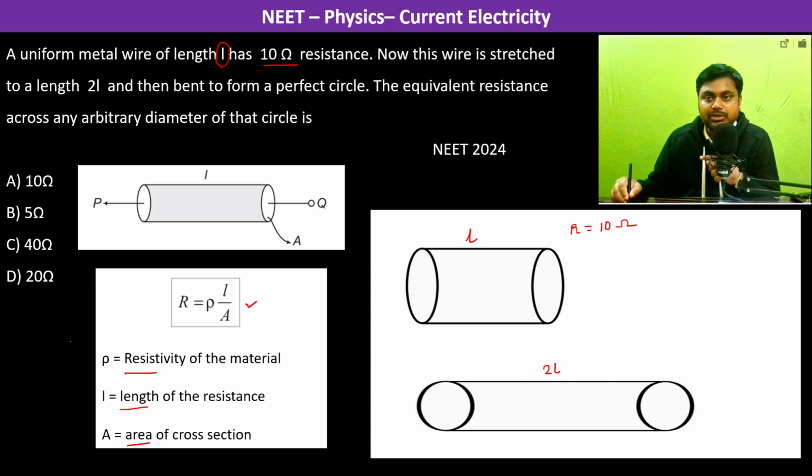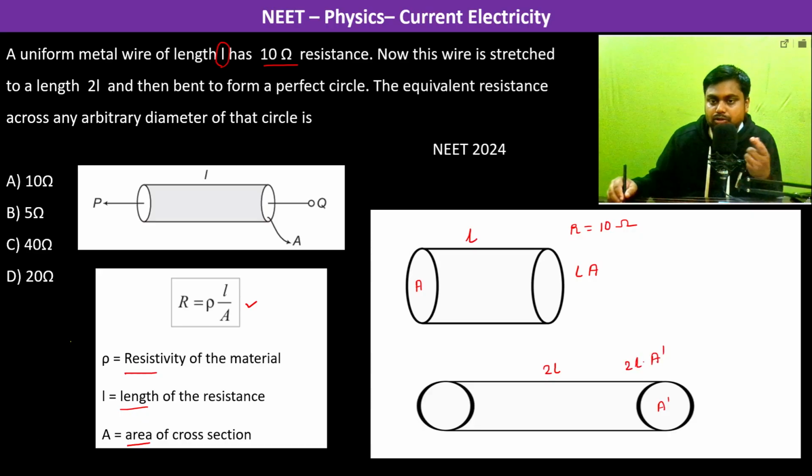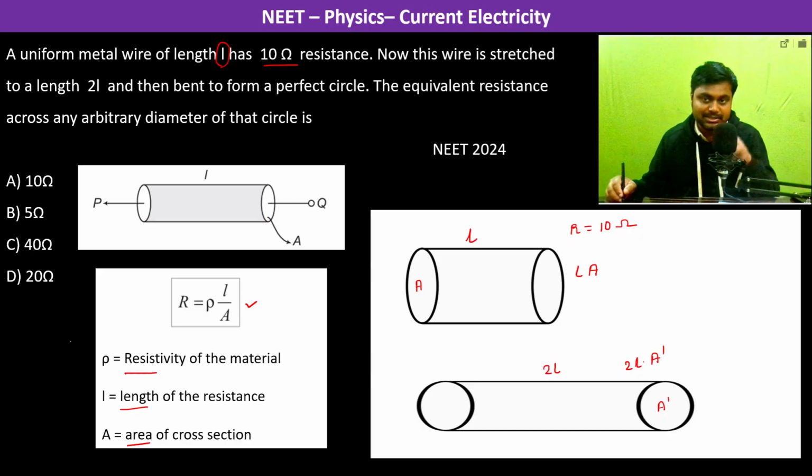So now what happens when the wire is stretched to a length of 2L? You see, the volume of the material has to remain constant. So let us say the area was A. Now the volume initially was L into A. Now let us say the area here is A dash. So therefore the volume is going to be 2L into A dash. So both the volume has to be the same, since the same material is stretched.